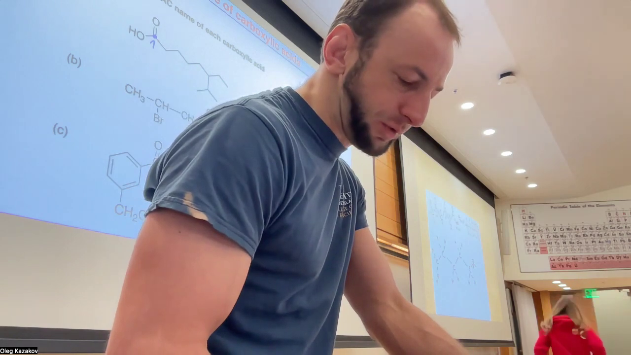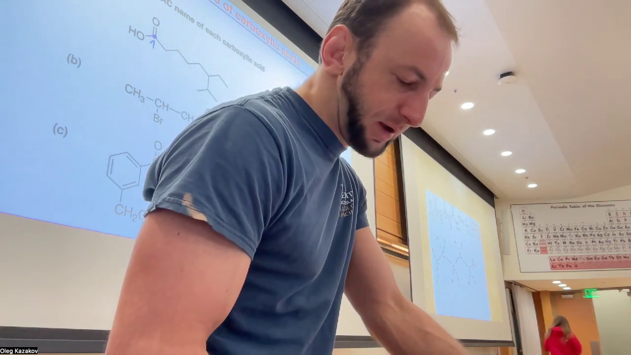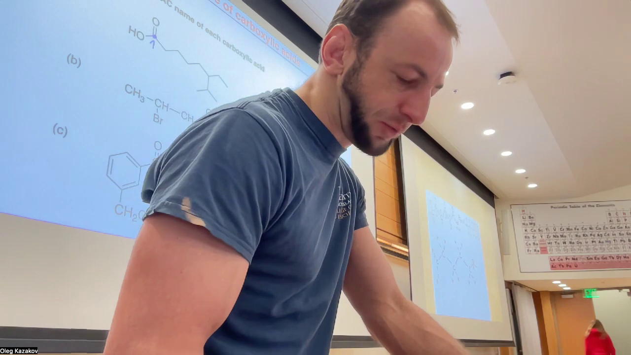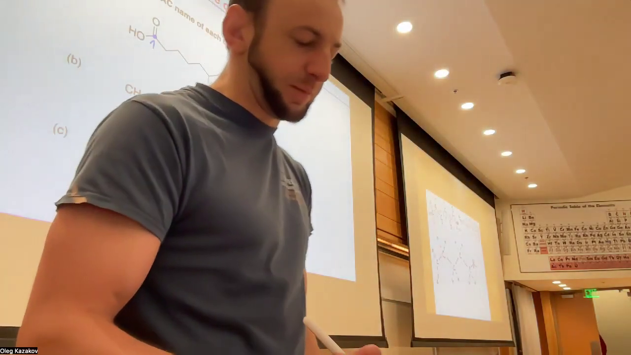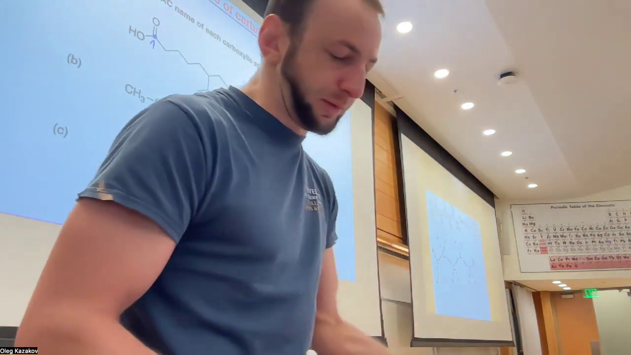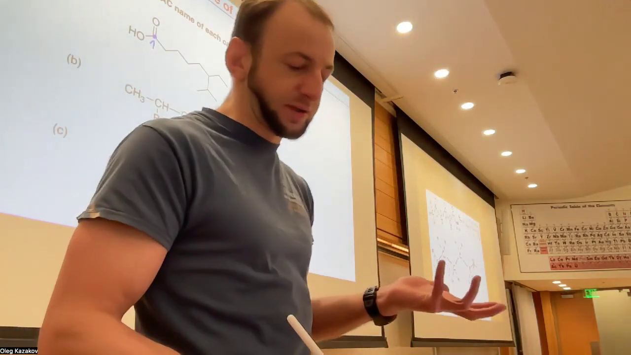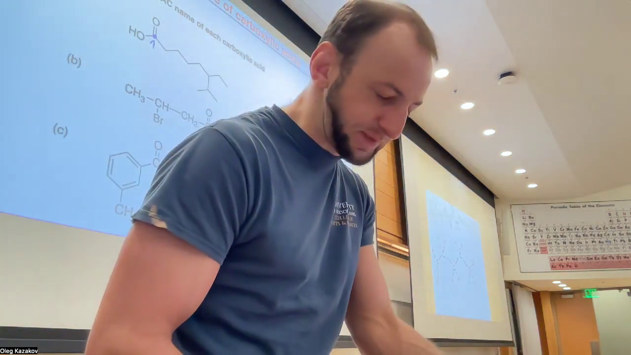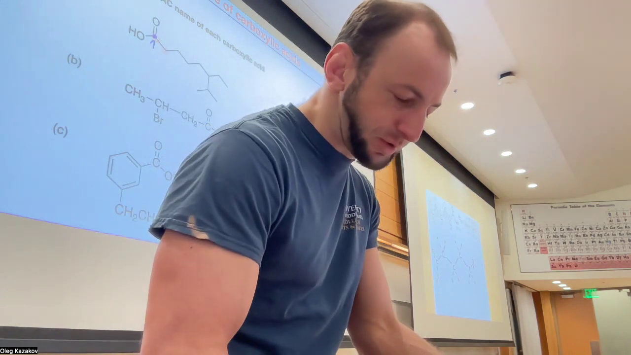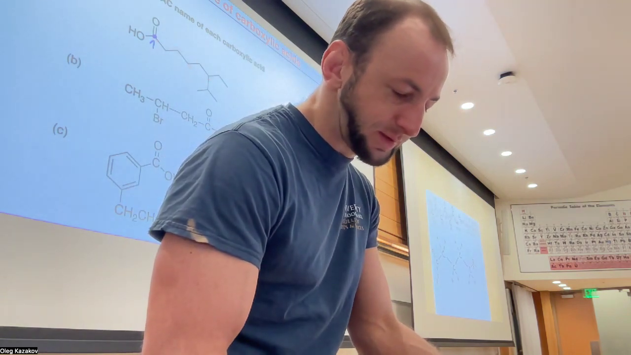So 1, 2, 3, 4, 5, 6, 7, 8. So it looks like it's 8 carbons anyway, right? So there are potentially 2 longest chains. So now let's see. Okay, let's count again. 1, 2, 3, 4, 5, 6, 7, 8.